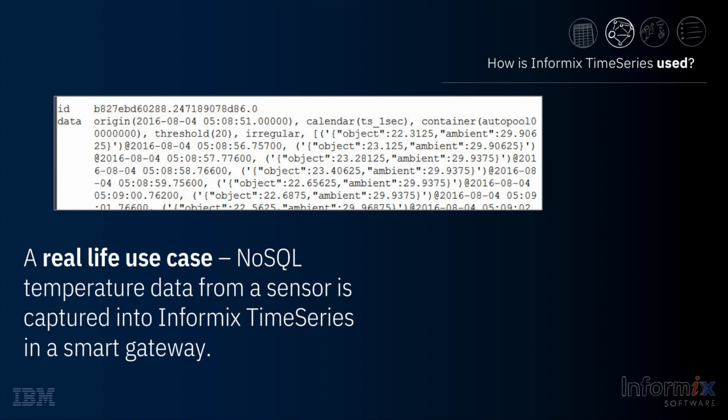Here is a real-life example of this architecture in action. An environmental sensor is capturing and publishing temperature information. It is captured by Informix running on the Raspberry Pi and stored in a time series. As you can see from the screen capture, it is an irregular time series.